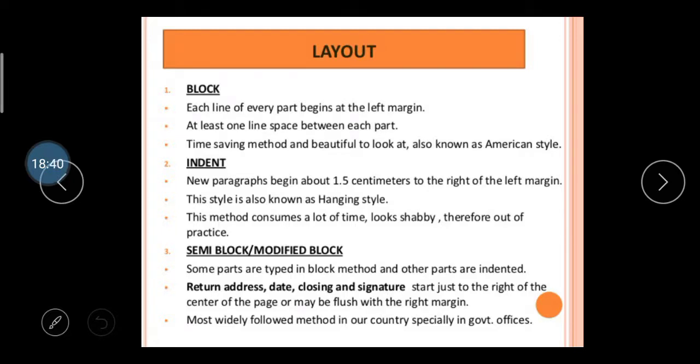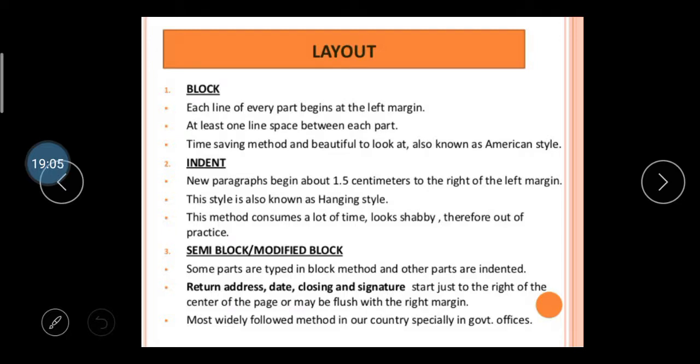Then the indention style: a new paragraph begins 1.5 centimeters to the right of the left margin. This style is also known as the hanging style. This method consumes a lot of time, and therefore it is out of practice now; the indent method is no longer practical.